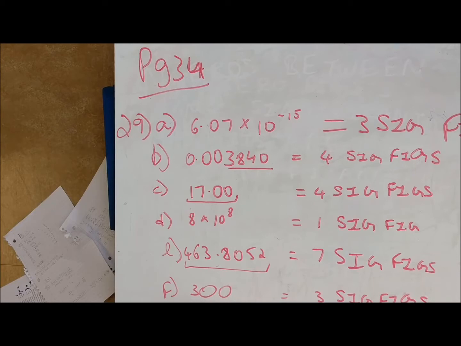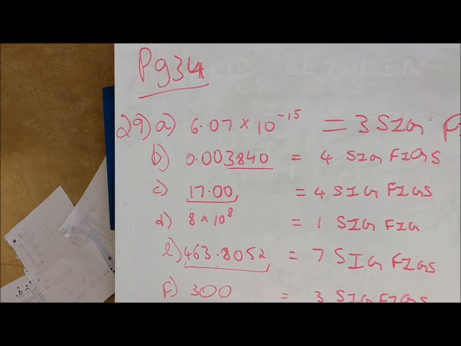So A is 6.07 times 10 to the negative 15. And one thing I forgot to tell you is whenever there is a scientific notation, like in this case 10 to the negative 15, you just ignore that and jump onto the actual decimal number. So in this case it's 6.07. As you can see, we have covered this rule before. The 0 is between two sig figs, 6 and 7. So it has 3 sig figs.